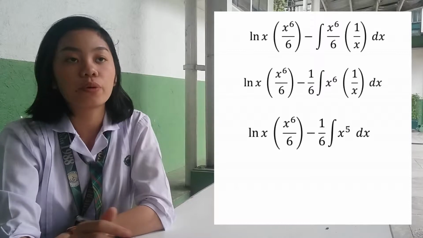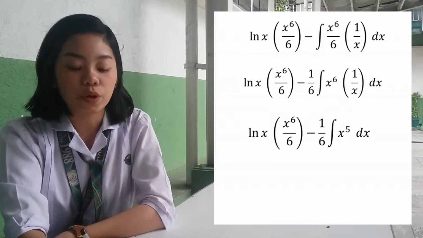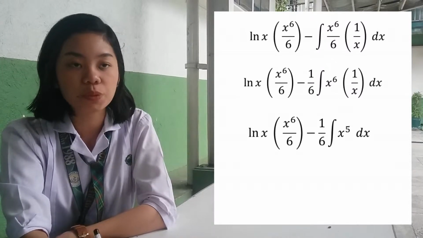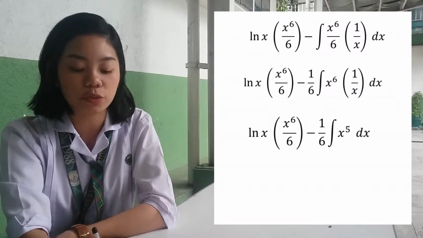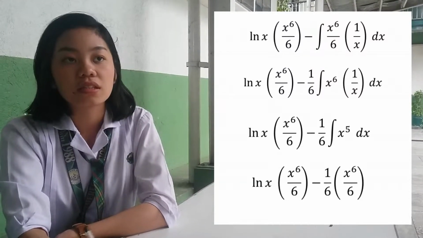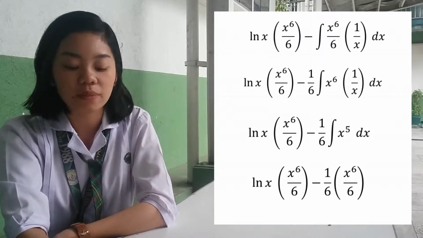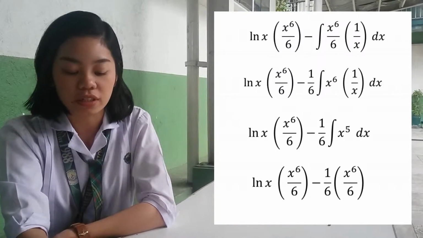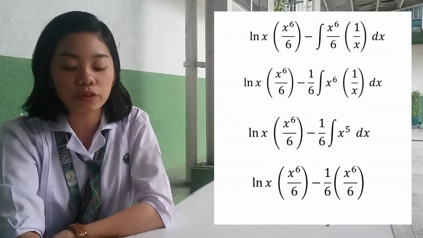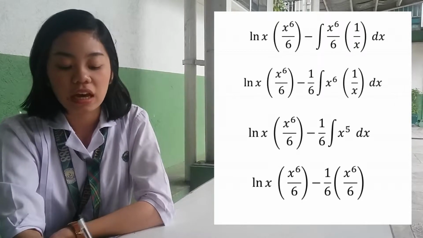So next is we are going to get the integral of x raised to 5. And to get that, we're going to once again add 1 to the exponent and copy the new exponent to become our new denominator. So it will become ln x times x raised to 6 over 6 minus 1/6 times x raised to 6 over 6. And we are going to multiply the two denominators, which are the 6 from 1/6 and 6 from x raised to 6, which will make it x raised to 6 over 36.